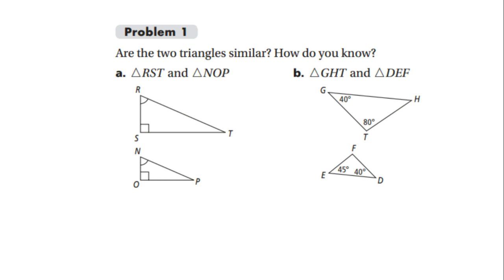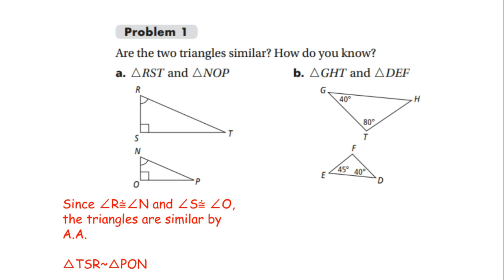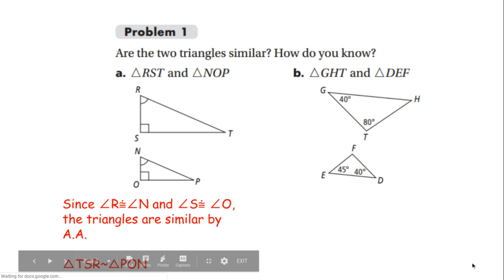Take a look at these two problems. Are the two triangles similar? How do we know? Well, in problem 1A, we have triangle RST and triangle NOP. Since angle R is congruent to angle N and angle S is congruent to angle O, the triangles are similar by AA. Triangle TSR is similar to triangle PON. That's our similarity statement.